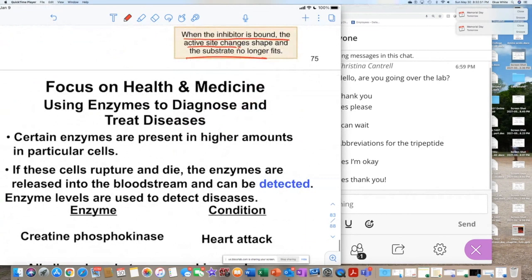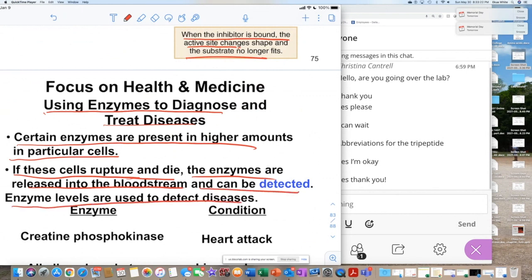Okay, so now we're moving on to, we haven't done focus on health, so now we're finally going to that. Using enzymes to diagnose and treat diseases. Certain enzymes are present in higher amounts in particular cells. If these cells die or rupture, these enzymes are released into the bloodstream and can be detected. Enzyme levels are then used to detect a disease.